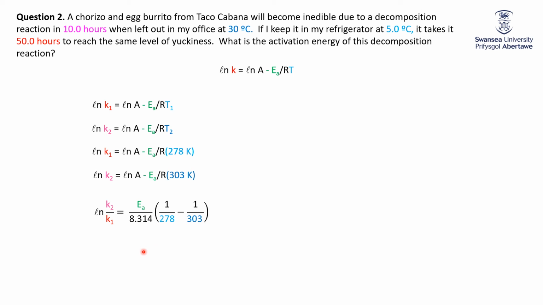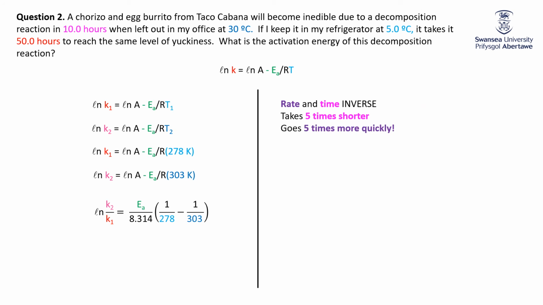Okay, now the trouble is, I'm asked for the activation energy, but silly person as I am, I didn't give you the rate constants. But what I did do was give you the time, and rate and time are inverse. So the longer it takes, the smaller the rate. The shorter the time it takes, that means it's happened more quickly, so the faster the rate. Now when I look here, as I go from 5 degrees to 30 degrees, it takes 5 times shorter. So if it takes 5 times shorter, then the rate is 5 times faster.